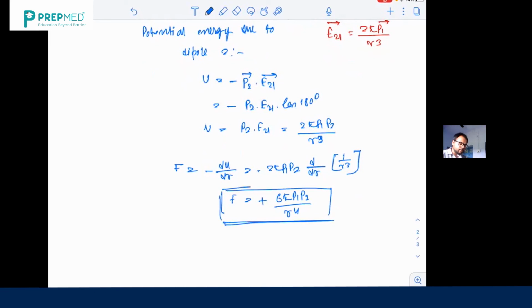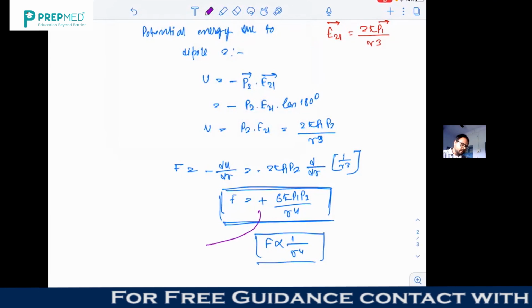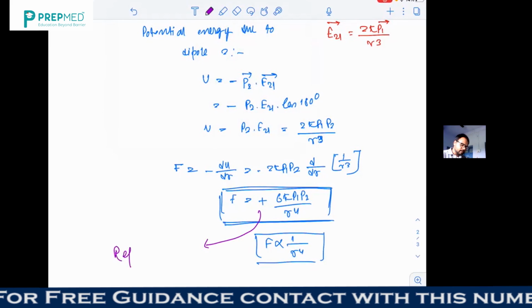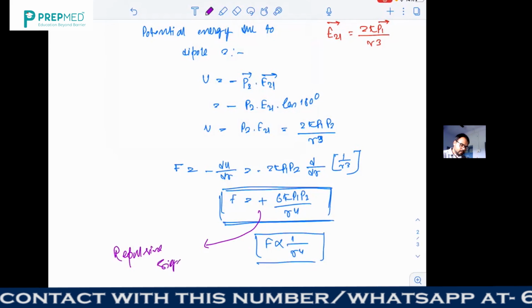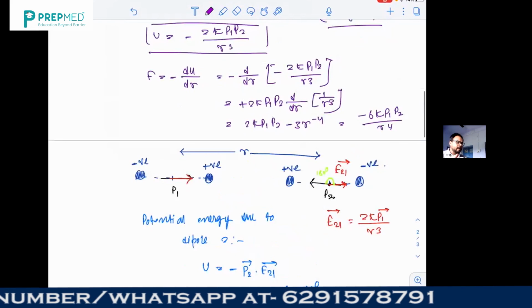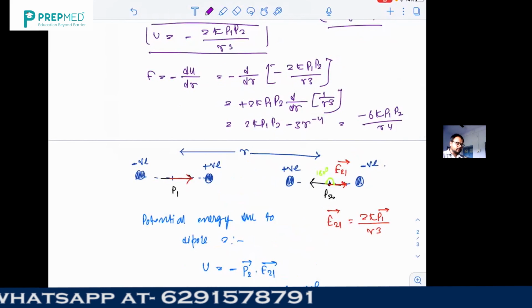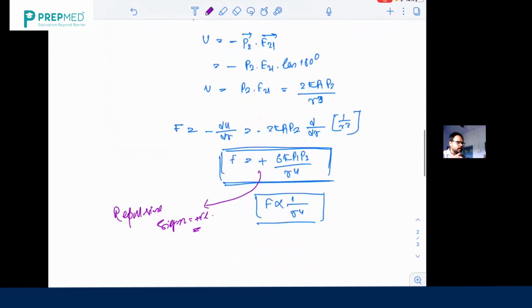You can see here also the force is proportional to 1 by r to the power 4. And you can understand one thing: the nature of the force will be repulsive. Why? Because the sign is positive. By using common sense also, you can see in the diagram that it is going to be repulsive in nature. The force will be repulsive because the positive charges are facing each other. So this is how we can calculate the interaction forces between the dipoles.